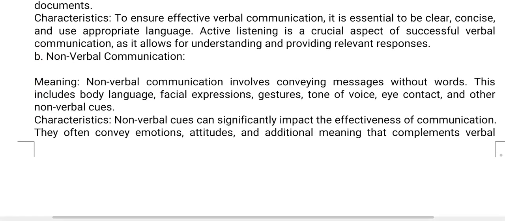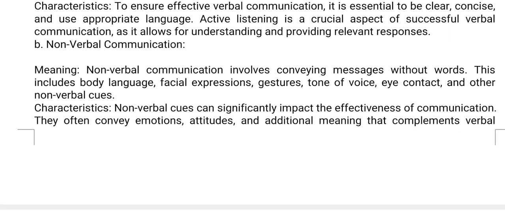Then non-verbal communication. Non-verbal communication involves conveying messages without words. This includes body language, facial expressions, gestures, tone of voice, eye contact, and other non-verbal cues. Then characteristics.